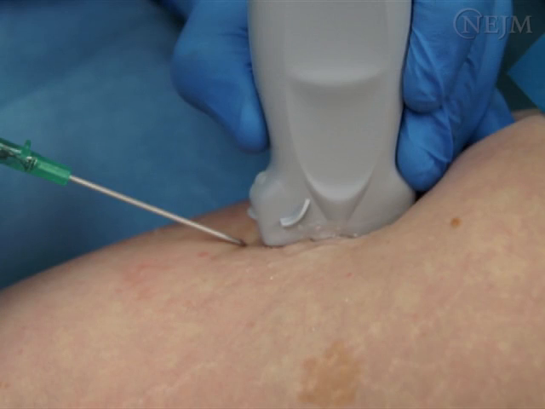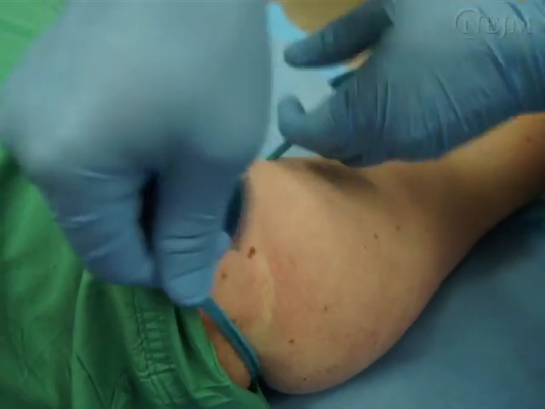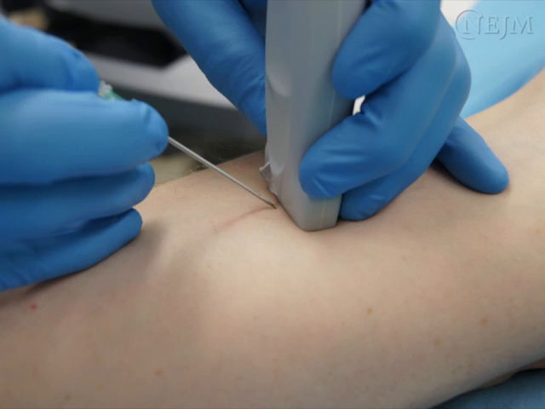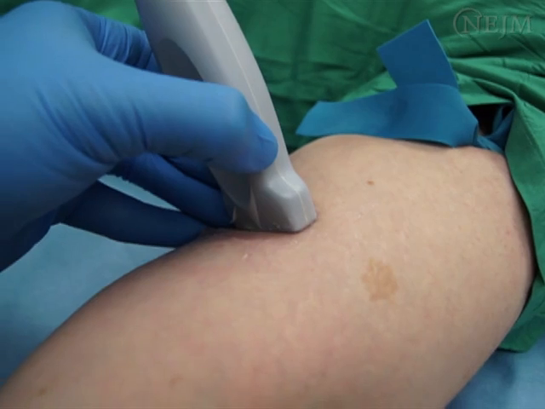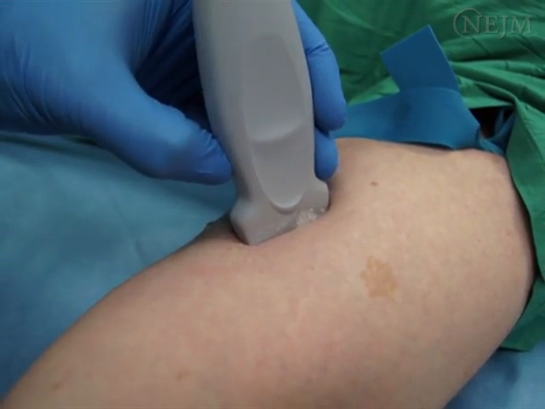The longitudinal or in-plane approach provides good visualization of the needle tip and vein, but it does not allow simultaneous visualization of surrounding structures, so always evaluate the anatomy transversely before attempting the longitudinal technique. Apply the tourniquet. Apply gel or surgical lubricant. Visualize the vein transversely and use simple compression to differentiate arteries from veins. Rotate the transducer 90 degrees and visualize the vein longitudinally.